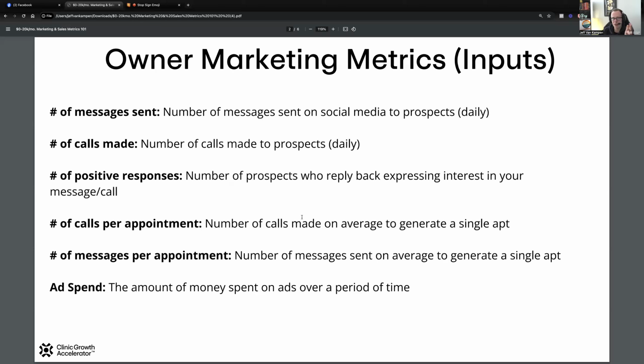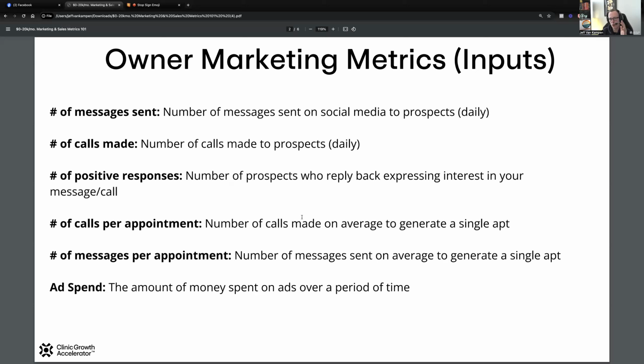And so did it take us 10 calls to get an appointment? Did it take us 100 calls to get an appointment? Did it take us 25, right? We want to know that because, again, we can then improve those metrics. Like if we're finding we make 100 calls and we're only able to get one appointment, we may want to listen to the calls that are being made to make sure we're using the right language to ultimately improve that process, okay? Number of messages per appointment, same idea there, right?